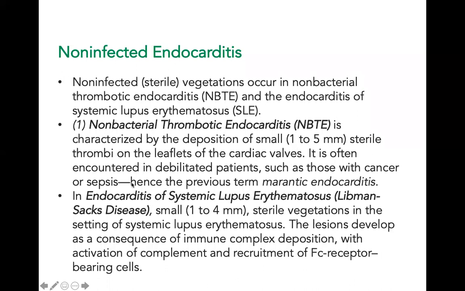Okay. While your Libman-Sacks disease or endocarditis of systemic lupus erythematosus, so remember, pwede siyang makita sa other side of the leaflet of your valve. The lesions develop as a consequence of the immune complex deposition with activation of complement and recruitment of the Fc receptor-bearing cells. All right? So, autoimmune, kasi SLE is an autoimmune disease, all right? So, non-infected or sterile endocarditis are your NBTE and your Libman-Sacks disease or your endocarditis of your SLE.